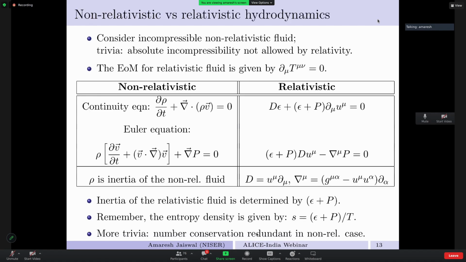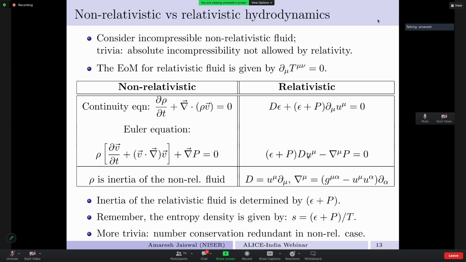So let me now connect these two pictures, whatever we derived, to the non-relativistic case. So consider incompressible. This result I show is for an incompressible non-relativistic fluid. There is a trivia: absolute incompressibility is not allowed by relativity. You might have already come across this. However, just for the sake of comparison, we look at the non-relativistic continuity and Euler equation, and we also look at the conservation of the energy momentum tensor. It leads to these two equations.